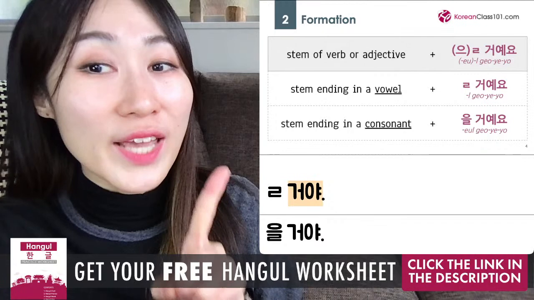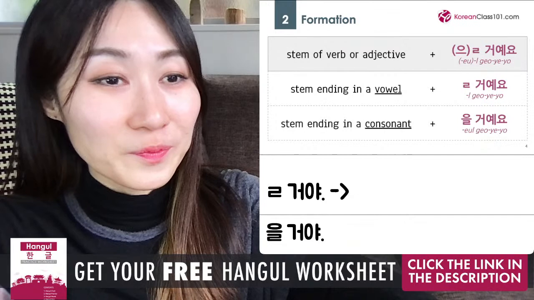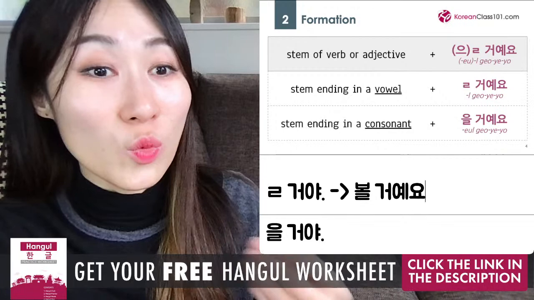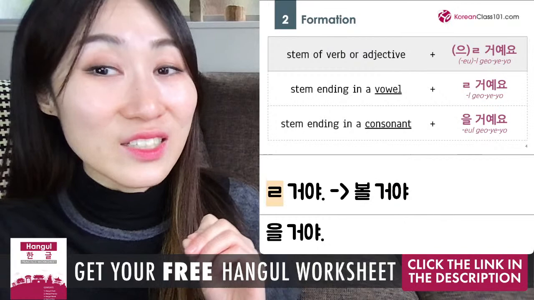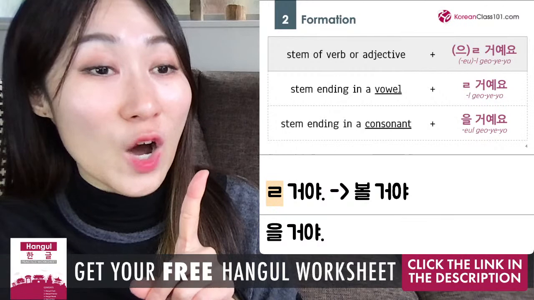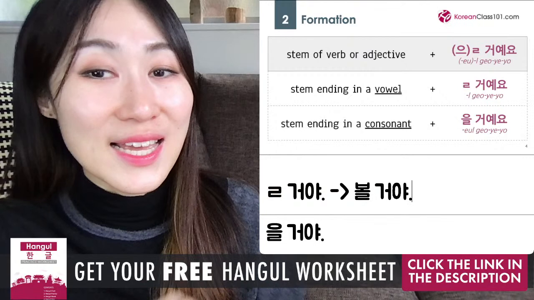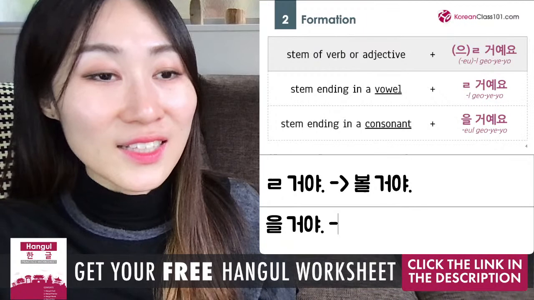So for example, do you remember 볼 거예요? 볼 거예요 means will watch, but instead of 거예요 you say 볼 거야. By the way, I use ㄹ here because 보다, the stem 보, ends with a vowel. So I'm using ㄹ 거야. 볼 거야. I will watch. Now we have this. 짠. 을 거야.